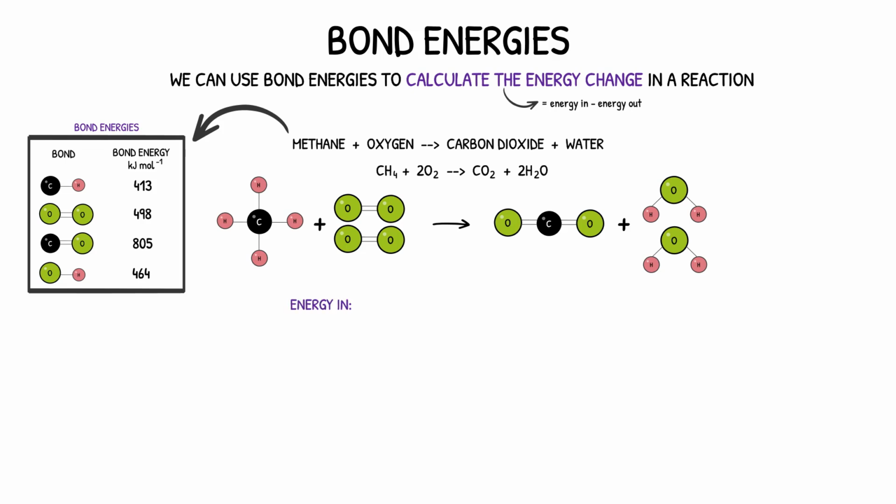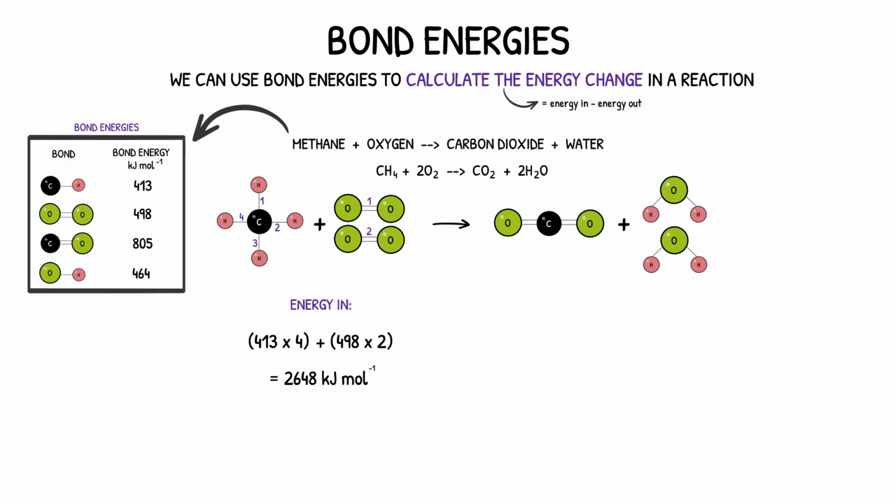In our reactants, we have 4 carbon to hydrogen bonds in our molecule of methane, and 2 oxygen to oxygen bonds in our molecules of oxygen. So, our energy in is equal to 413 times 4 plus 498 times 2, which is equal to 2,648 kilojoules per mole.